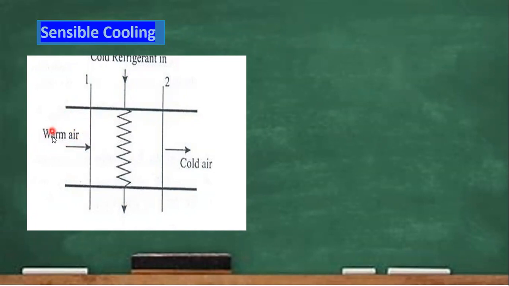When high temperature warm air passes over the surface of the coil, the warm air releases heat to the cold fluid, then it will become cold air. I need you to understand here, again there is a decrease in temperature only, but there is no change in the moisture content of the air. So during sensible cooling also, the omega value, that is moisture content or humidity ratio, is constant.